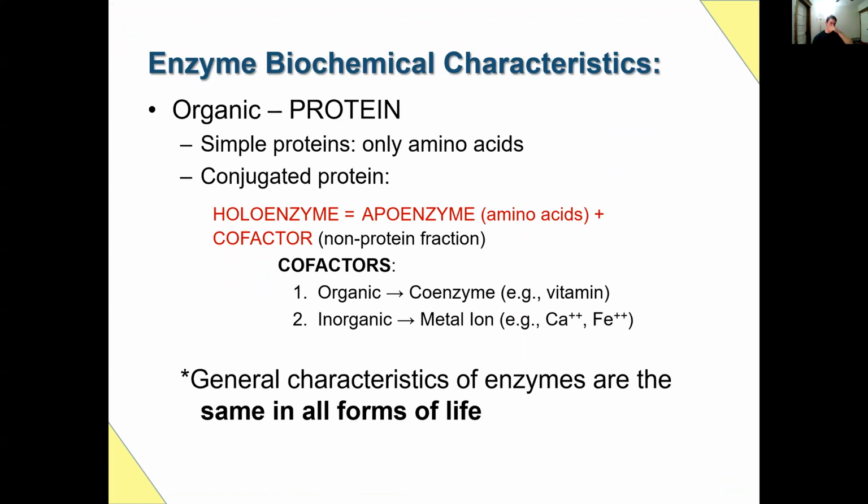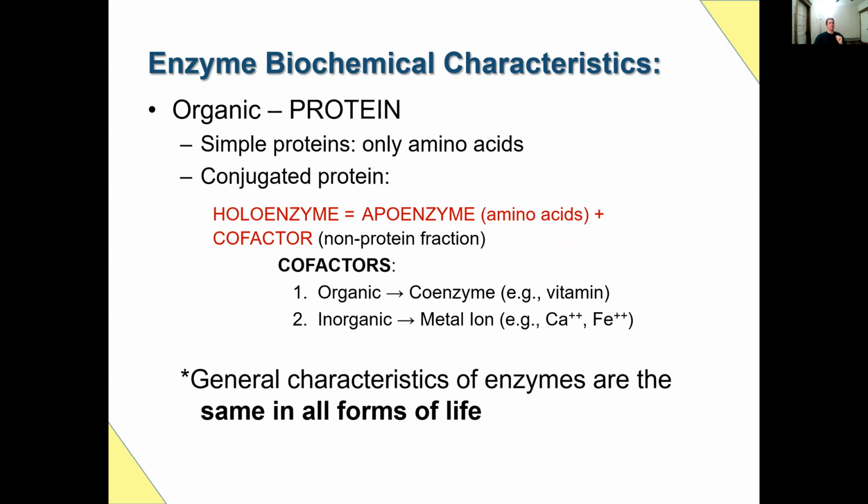So again, enzymes, what are they? Chemically, enzymes are globular proteins. So there are these protein molecules, and these proteins can either be simple or conjugated proteins. A conjugated protein is a complex protein such as hemoglobin, consisting of amino acids combined with other substances.